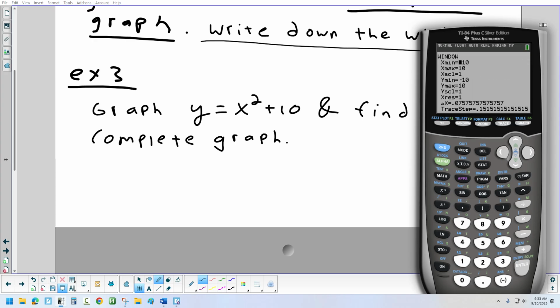What did we have to adjust yesterday to make it so we could see the parabola x squared plus 10? The y max. What would be a number we could try for the y max? 20. All right, let's try 20. Let's hit graph again. Good. I would say that that's a complete graph.